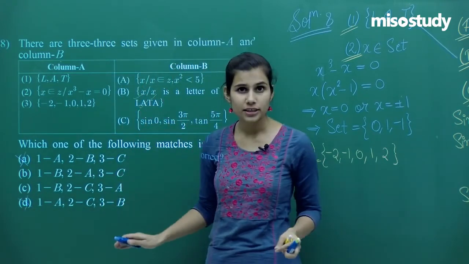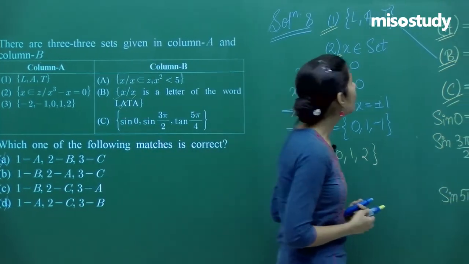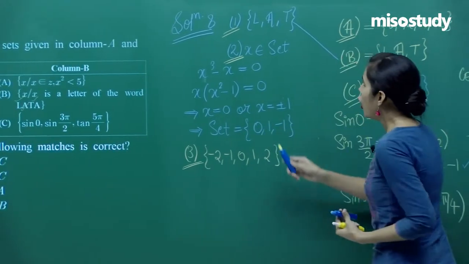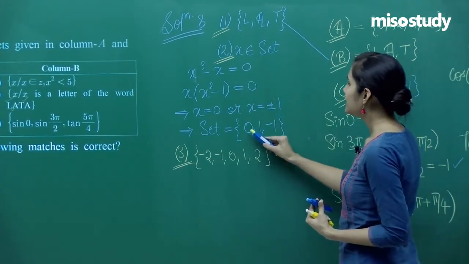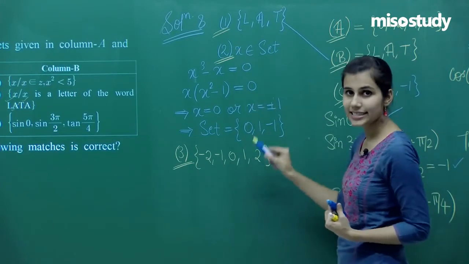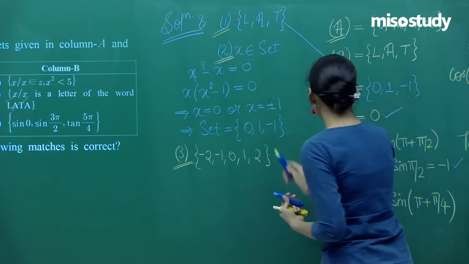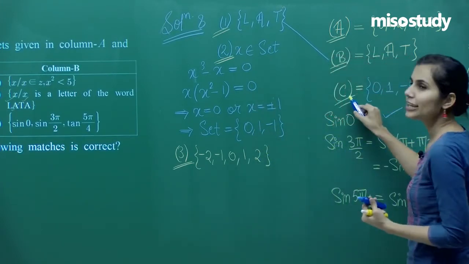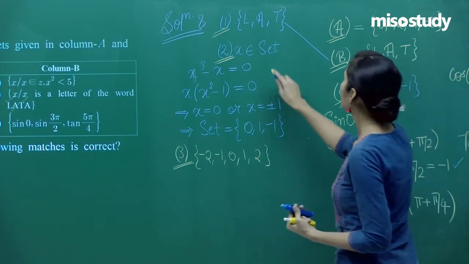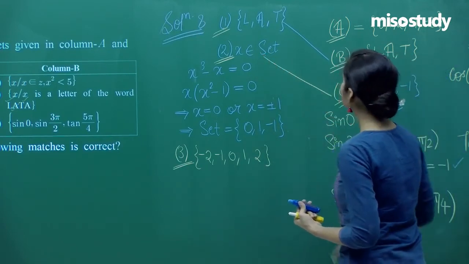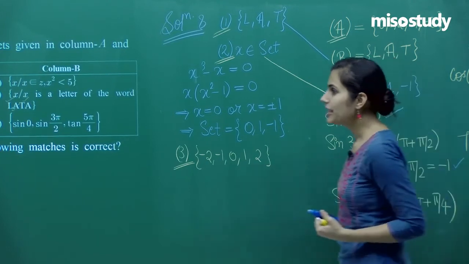No need to check further. Let's go and do some more matching. Option number 2 is actually 0, 1, 2, the second set, set number 2. 0, 1, 2 is the set C on the right hand side, and therefore 2 gets matched to C.